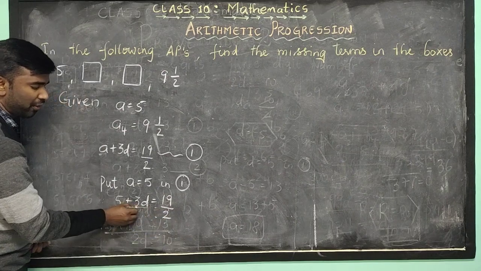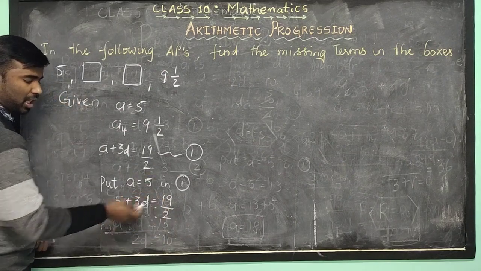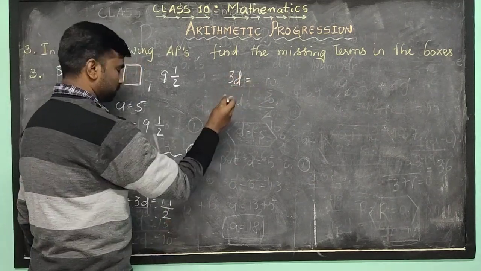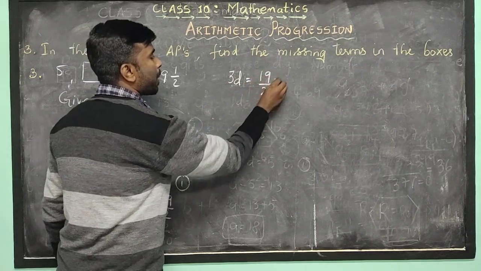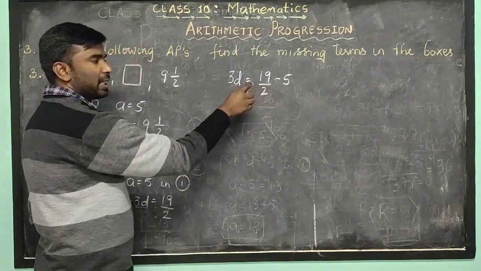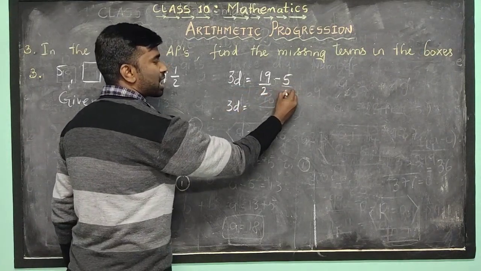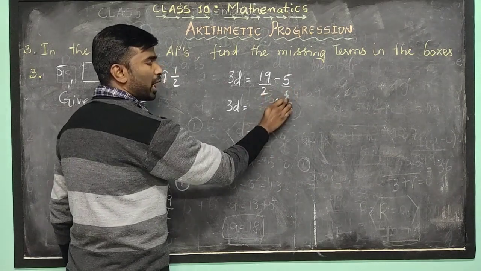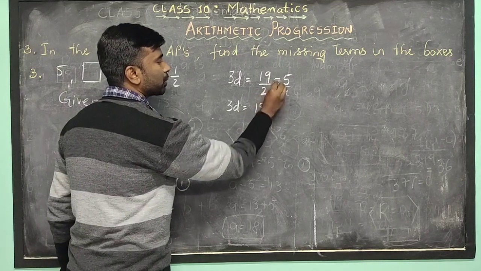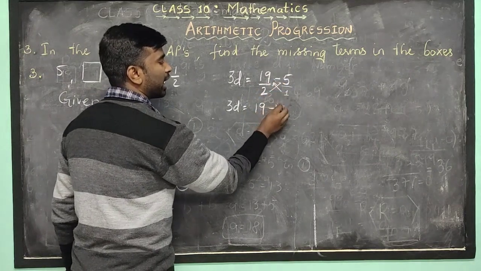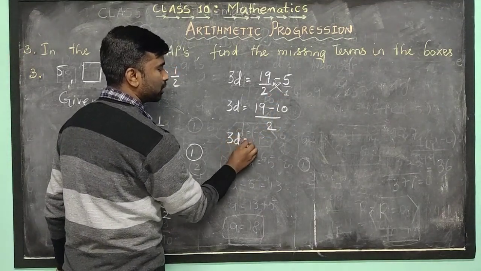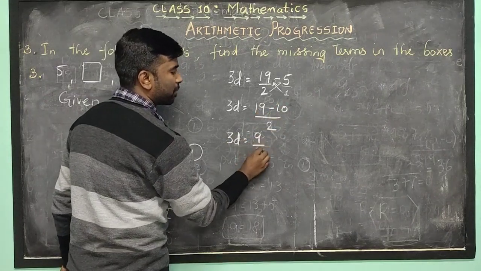Since we should find out the value of d, shift plus 5 to the RHS, it becomes minus 5. Now the next step is 3d equals 19 by 2 minus 5. Taking LCM, I'll write 5 as 5 by 1. LCM of 2 and 1 is 2. 19 ones are 19, 2 5s are 10, divided by 2 1s are 2. I'll get 3d equals 19 minus 10, which is 9 by 2.